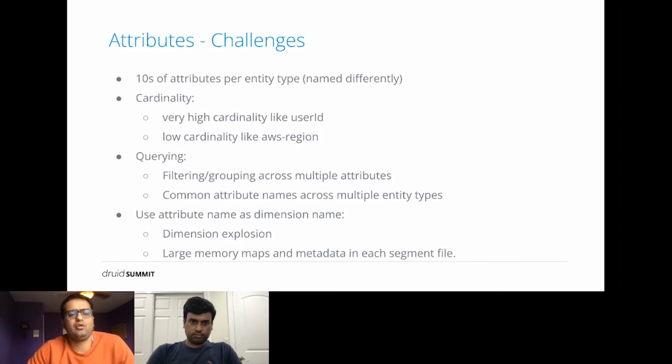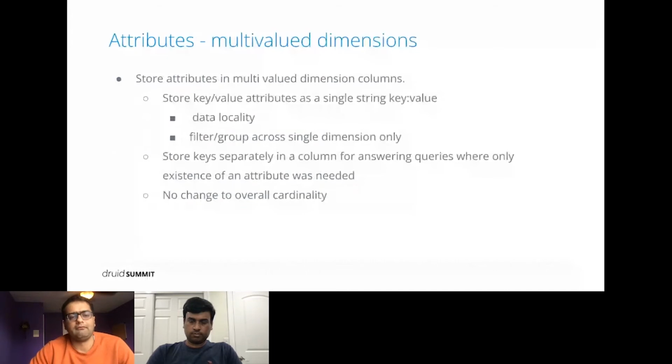We'll store the attributes in multi-value dimension columns. Each attribute is a pair of key and value, and we'll store it as a single key-value string, key colon value. What it helped with was data locality, because the key and value themselves are stored in the same column, so we don't need to filter or group across multiple dimensions. So that helped with this.